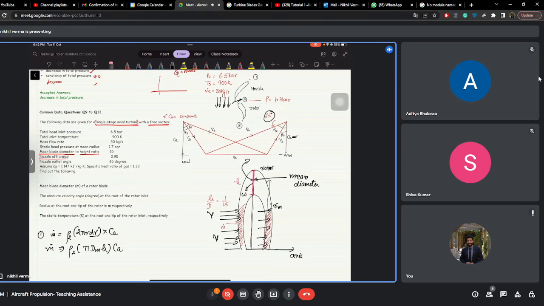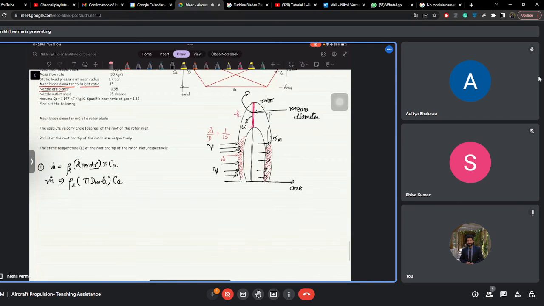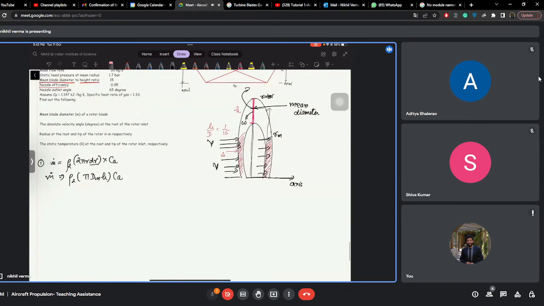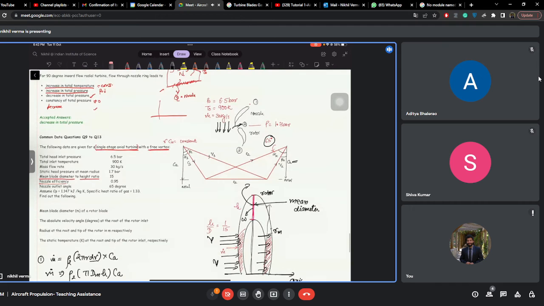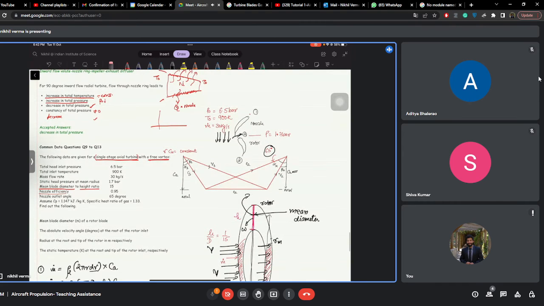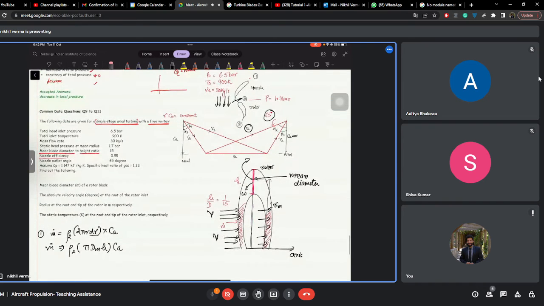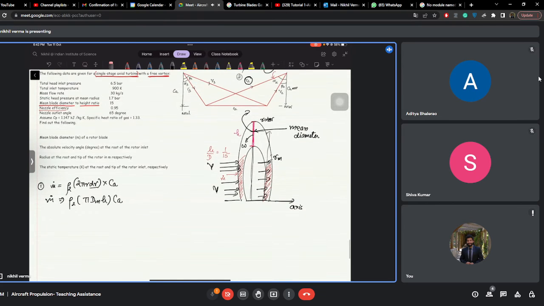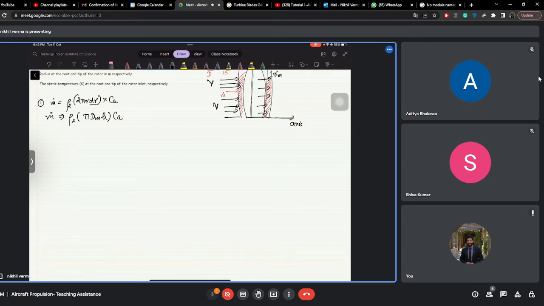How will you calculate what is CA for this? Okay, so what we know is the information about the nozzle. We know the velocity exiting this nozzle should be equal to C2, right? And how do you calculate C2? You can calculate it using the efficiency of the nozzle and the parameters that are given here.